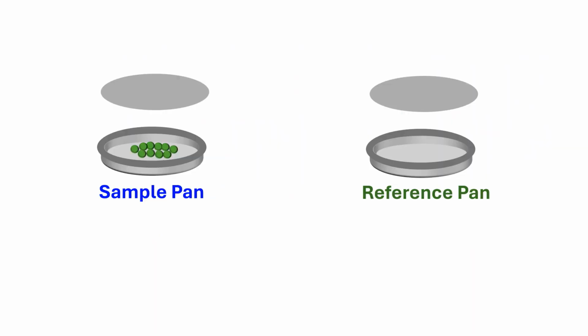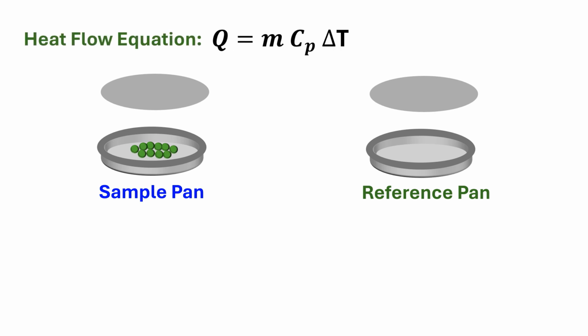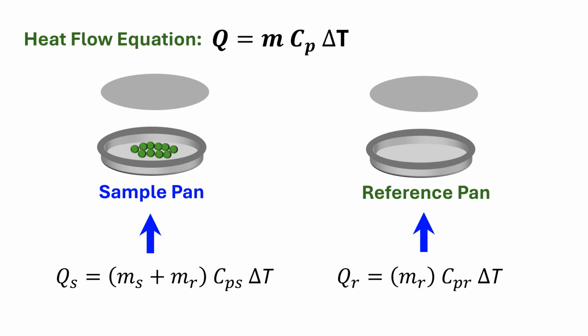Before understanding heat flow in a DSC, we need to understand the basic equation. Heat flow can be calculated as Q equal to m Cp del T, where Q is the heat flow in watt, m is mass of a sample in gram, del T is the temperature difference in degree C. Considering the heat flow to the sample and reference, the equation can be written as Qs equal to (Ms plus Mr) times Cps times del T, Qr equal to Mr, Cpr and del T.